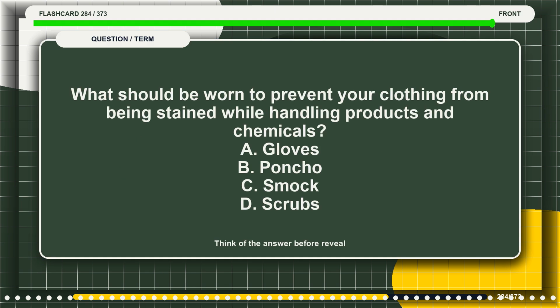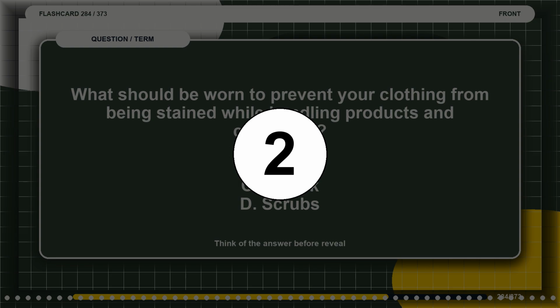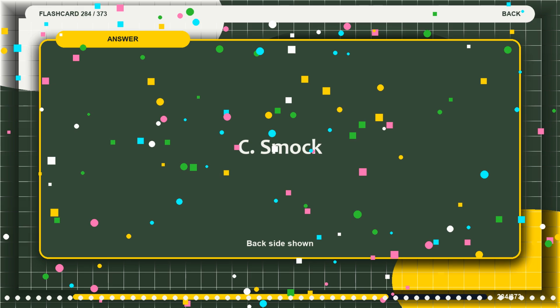Flashcard 284. What should be worn to prevent your clothing from being stained while handling products and chemicals? A. Gloves. B. Poncho. C. Smock. D. Scrubs. Think of the answer before the reveal. The answer is C. Smock.